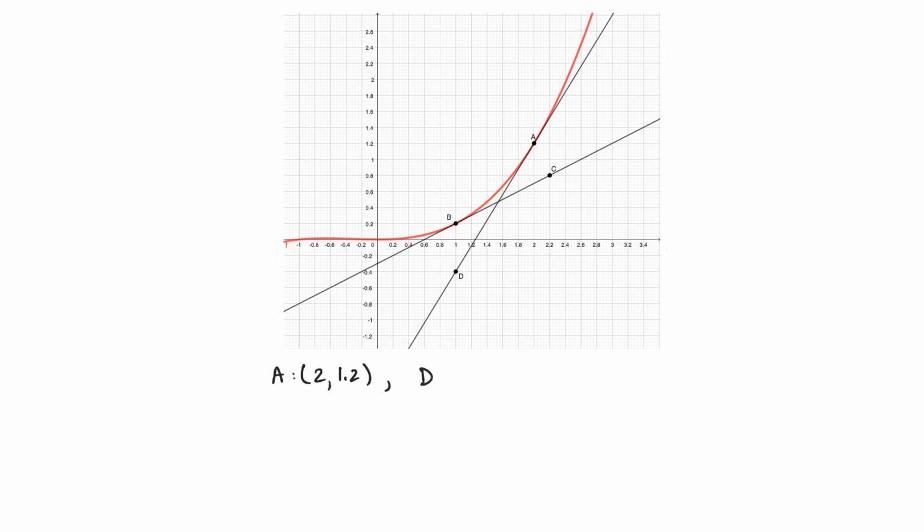And then the point D has coordinates: 1 is its x coordinate, and it looks like negative 0.4. Where's the undo button on this thing? So I'll erase that, and negative 0.4. Okay, so first off, you'll just have to trust me that this is in fact a tangent line. So let's just take that as given.